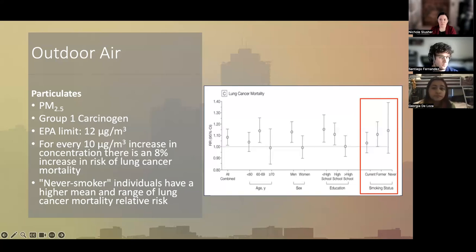Here you can see that the mean for smokers was 1.04 relative risk of mortality, and that for people that never smoked, it was 1.2 or 1.12 compared to an unexposed group.